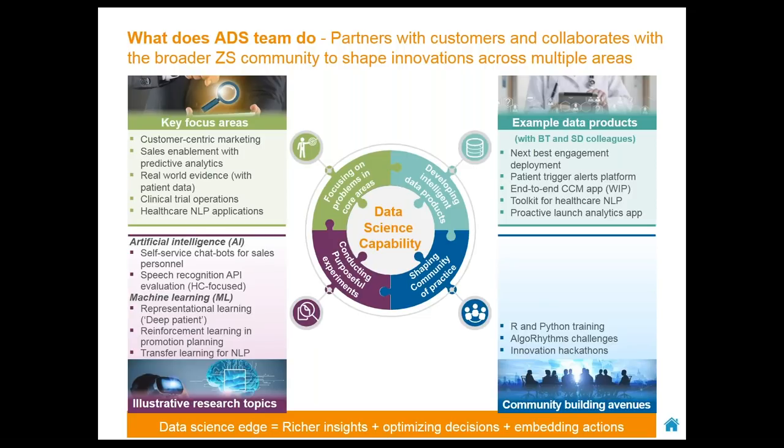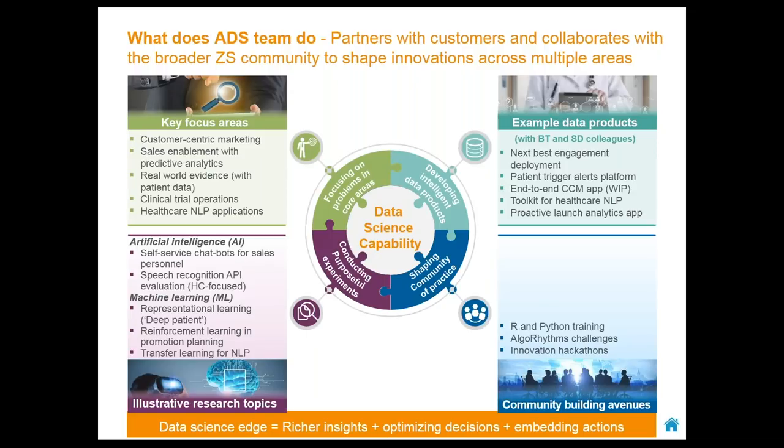We build products as a data science capability. So not only are we solving problems for our clients, oftentimes we are scaling. After we've solved a problem three times, we believe that it can be scaled into a product. We build products for our clients, products such as next best engagement, products such as patient trigger alert platforms, products such as an end-to-end customer-centric marketing app.